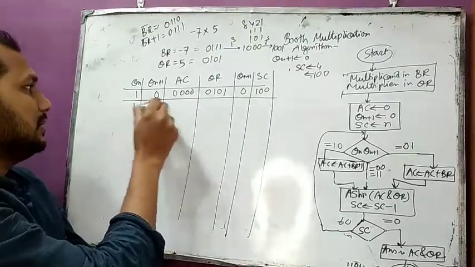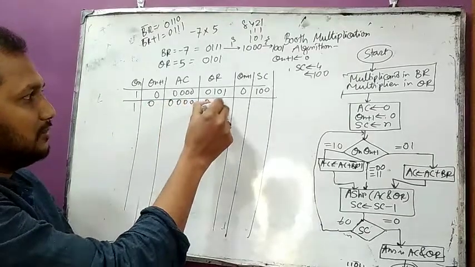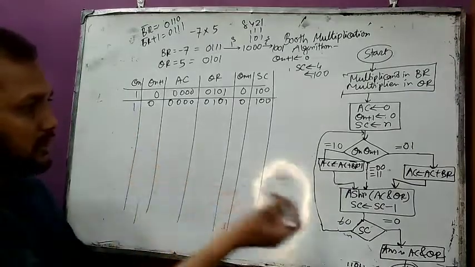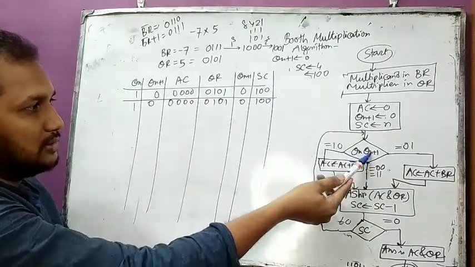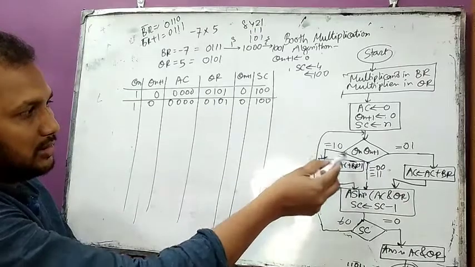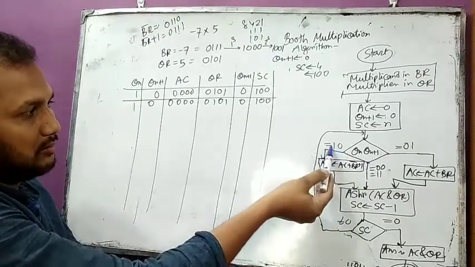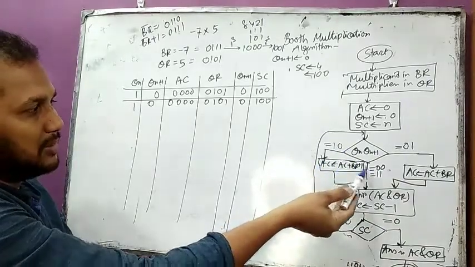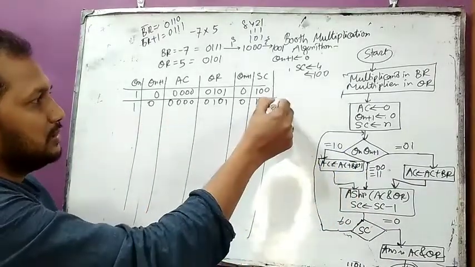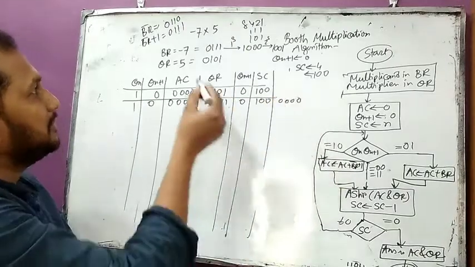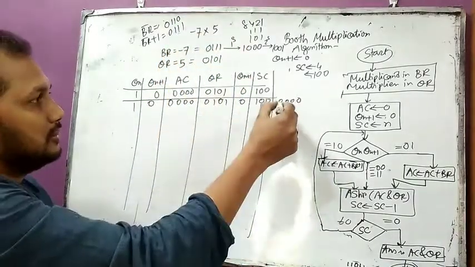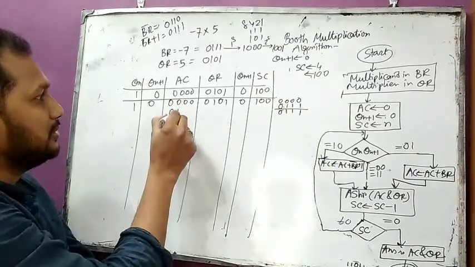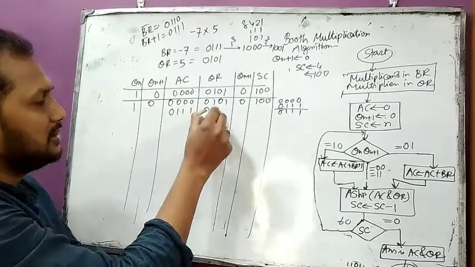Now we write the initial values for further calculation. As Qn and Qn+1 are 1 0, Qn is 1 and Qn+1 is 0, so we have to perform AC plus BR bar plus 1. Now AC is 0 0 0 0 here. BR bar plus 1 is 0 1 1 1. Now the new AC is 0 1 1 1, and QR remains 0 1 0 1.